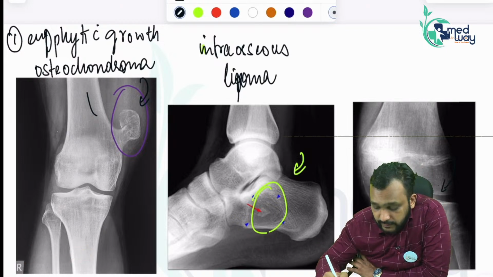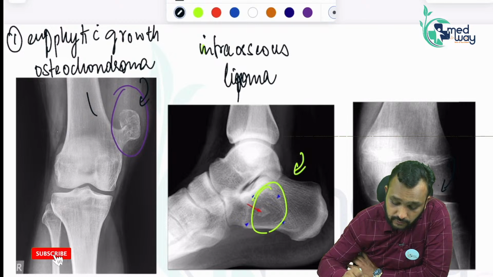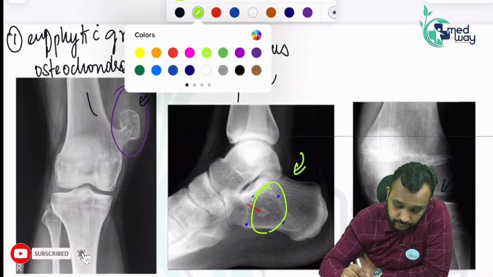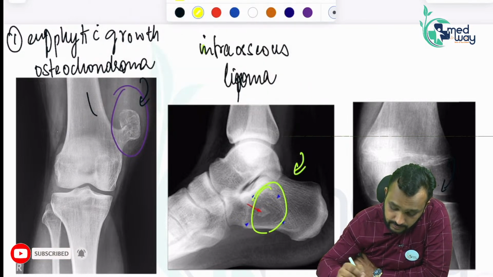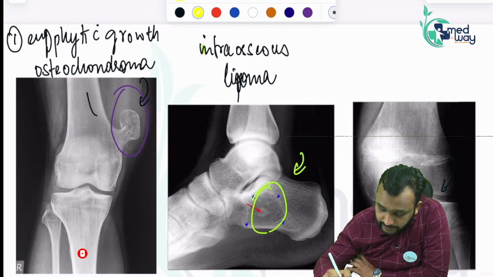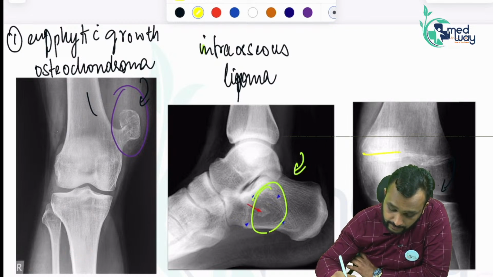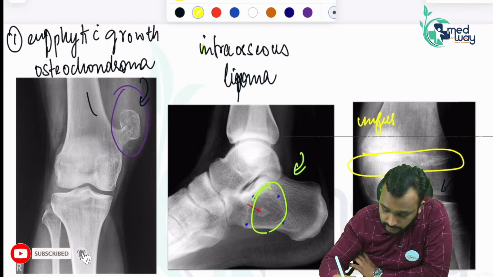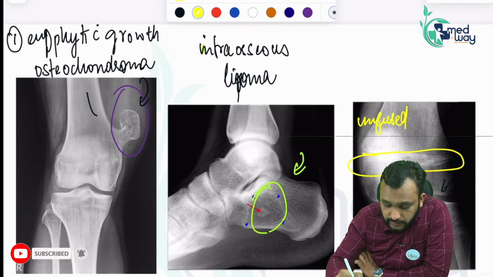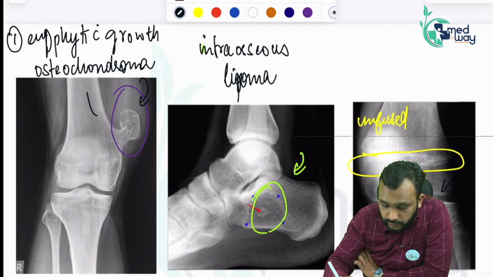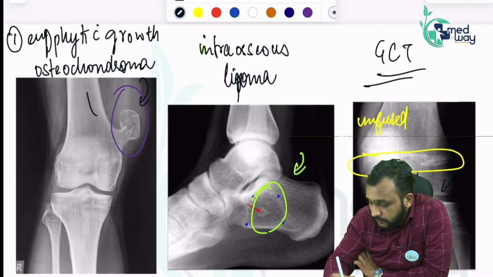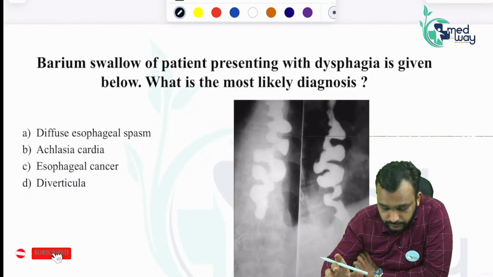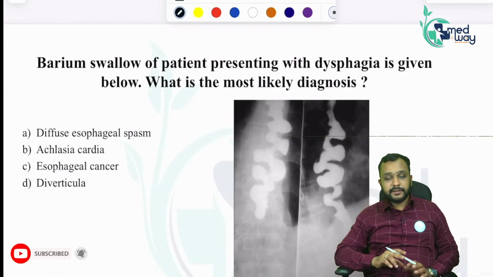And third, you can see that there is a lytic lesion involving the epiphysis and the growth plates are unfused. So this is a case of giant cell tumor, right, giant cell tumor.